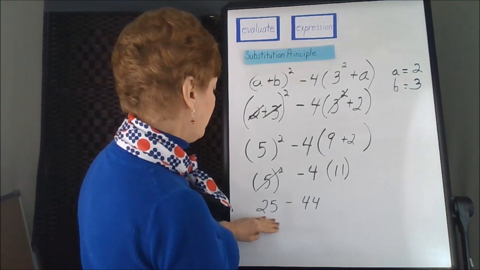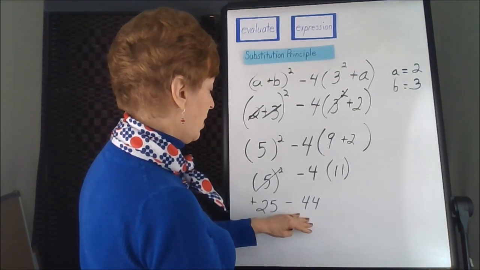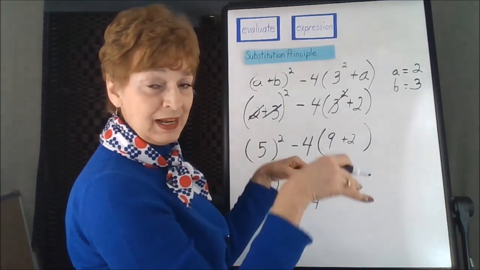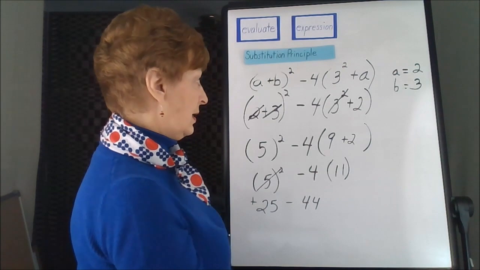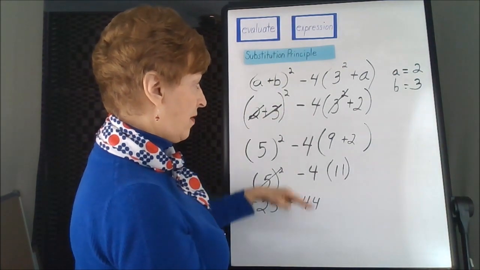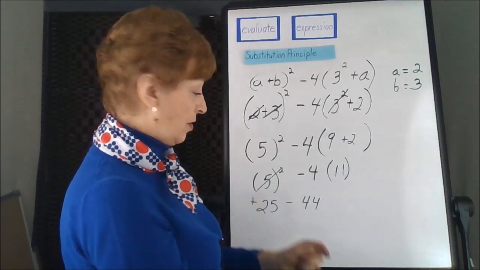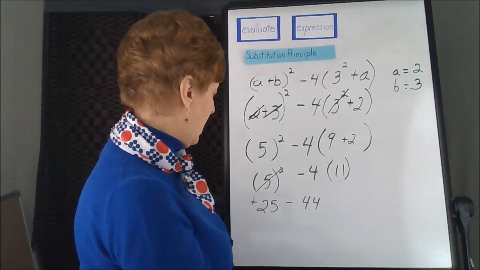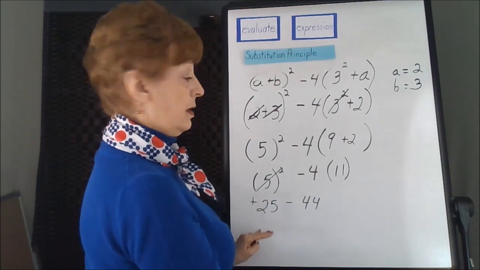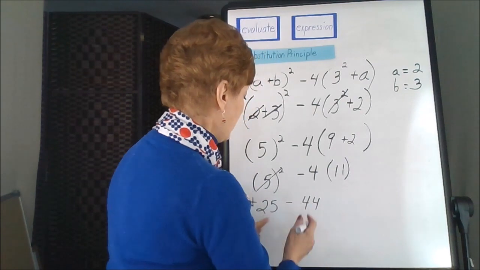Now we have 25, a positive 25, and a negative 44. Now we're bringing in our rules for positive and negative. So we had order of operations, we had substitution principle, and now we've got order of positive and negative to worry about too. All right, so are the signs the same? No. So that means we're going to subtract the numbers.